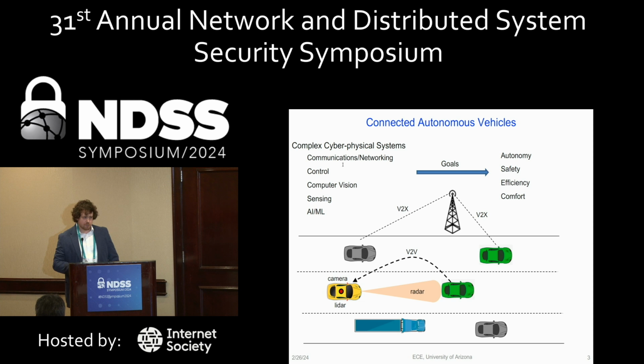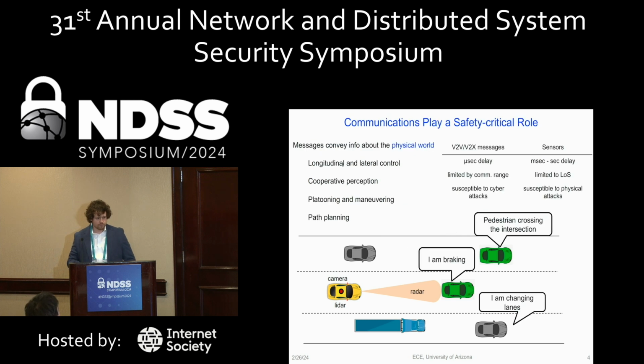So this work is about connected autonomous vehicles, and connected autonomous vehicles themselves are complex cyber-physical systems who utilize communication theory and networking, like vehicle-to-vehicle communications and vehicle infrastructure, to exchange information, along with utilizing control algorithms, computer vision, sensing, AI, and machine learning to accomplish unparalleled levels of autonomy, safety, efficiency, and comfort.